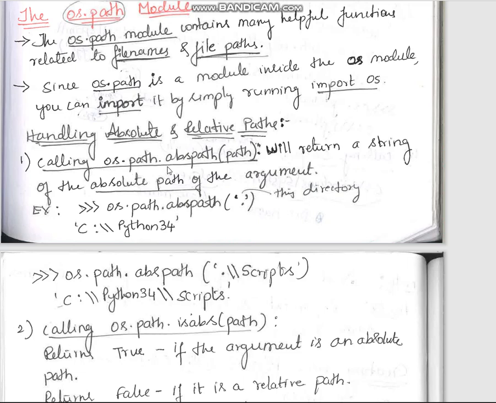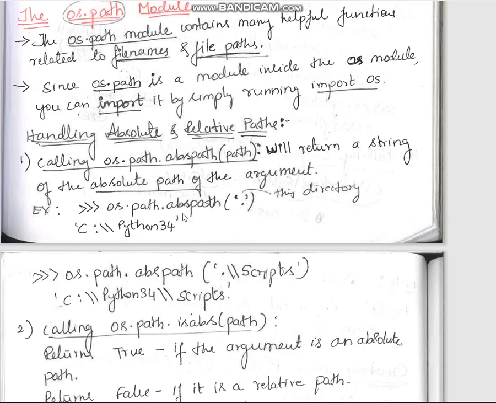Calling os.path.abspath(path), we have to specify the path here. We are using abspath here. This will return a string of the absolute path of the argument. So what is the absolute path? That will be returned by using os.path.abspath of the path.